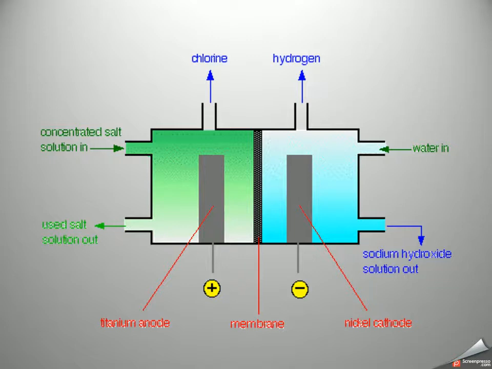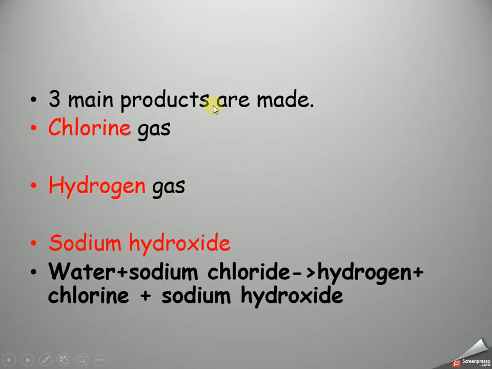Okay, so this is the electrolysis of salt solution, or the electrolysis of brine. In goes the salt solution that they've got from the borehole. Chlorine gas comes out. We'll talk about that in a second, about the swimming pools. It can make chlorine, hydrogen, and sodium hydroxide. So, three main products are made from the electrolysis of brine: chlorine gas, hydrogen gas, and sodium hydroxide. Now, this is a word equation: water plus sodium chloride gives you hydrogen, chlorine, and sodium hydroxide.